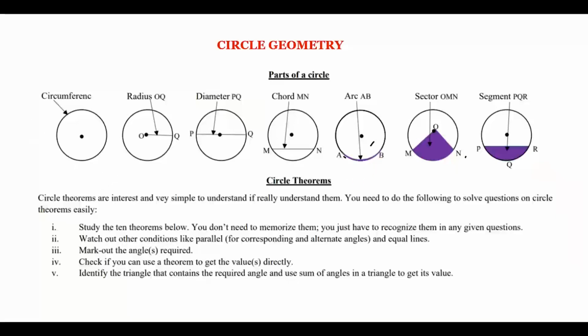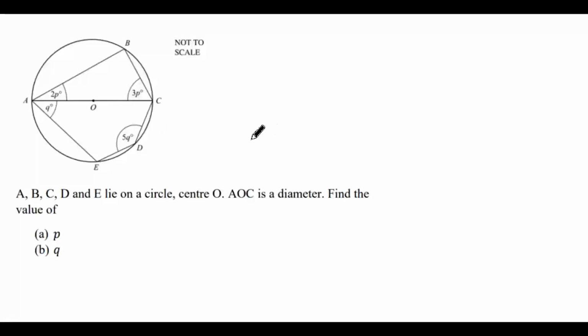So let's look into an example before we go into the theorems. So this is a question, and you are asked to find the values of P and Q. If you want to approach this question, the first thing is to identify the available theorem or theorems. Although you may not understand this now because I'm yet to discuss the theorems with you, I just want to illustrate those steps.